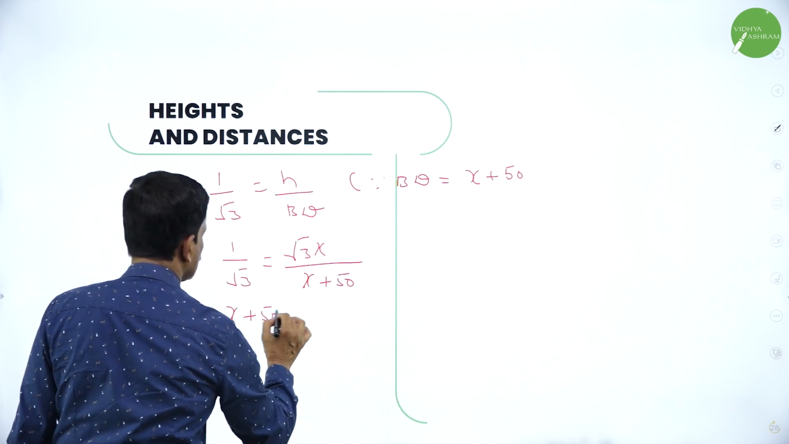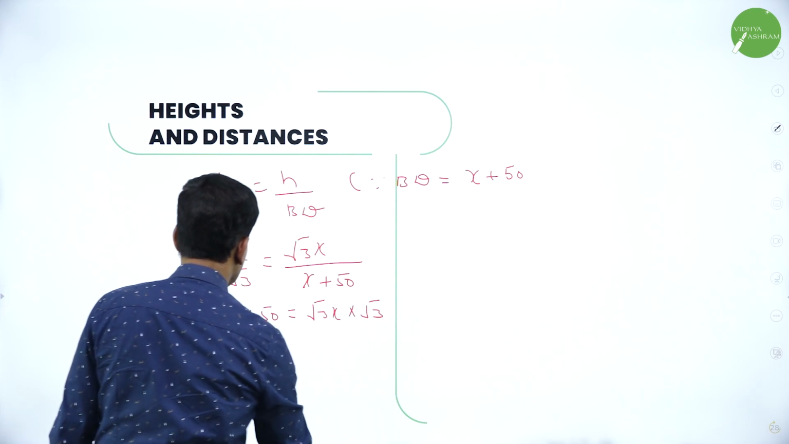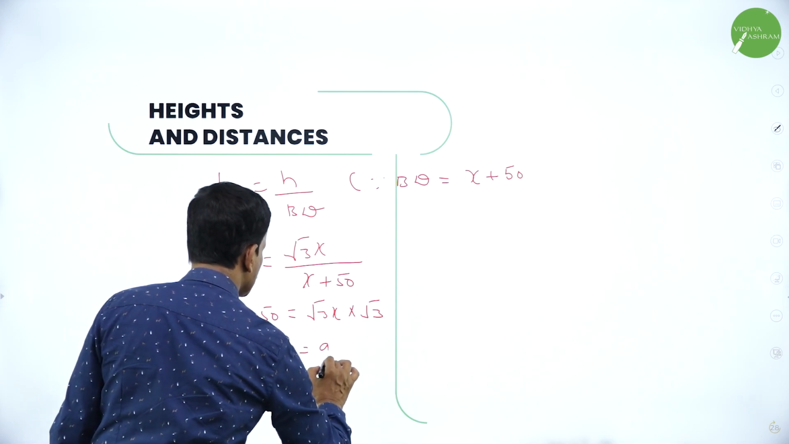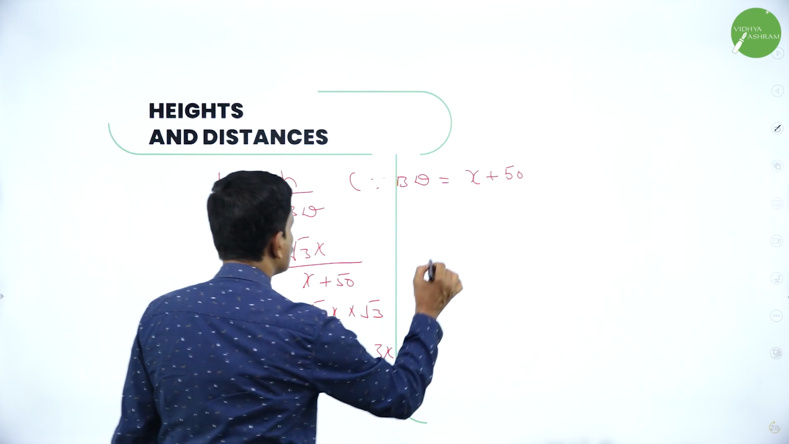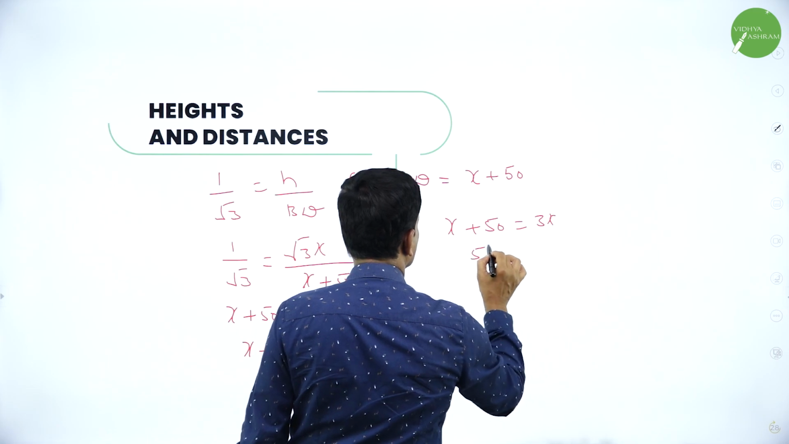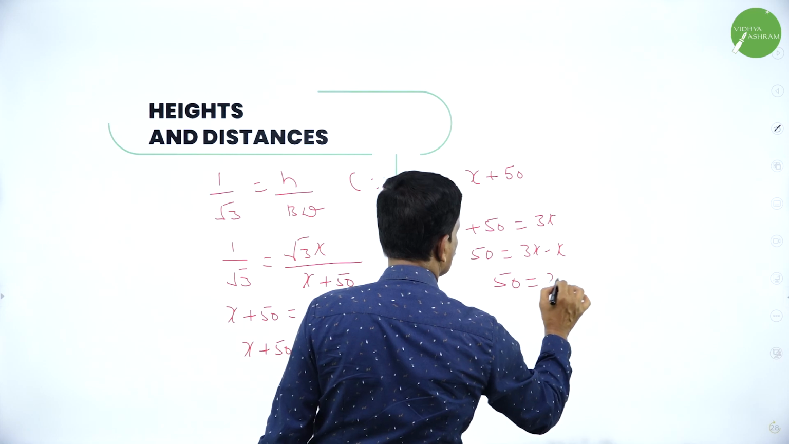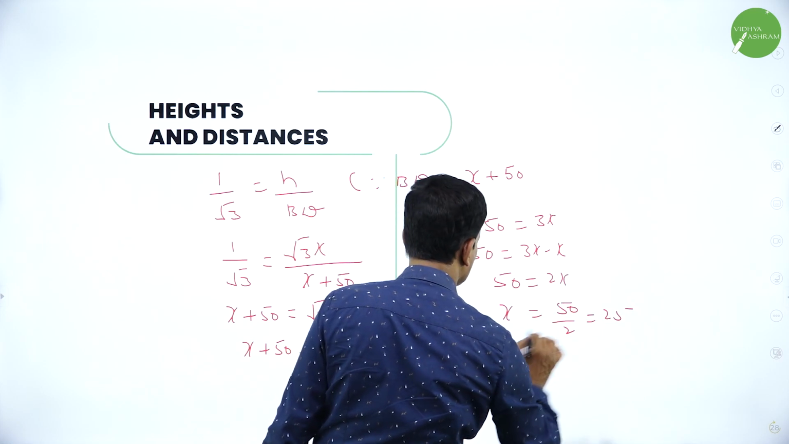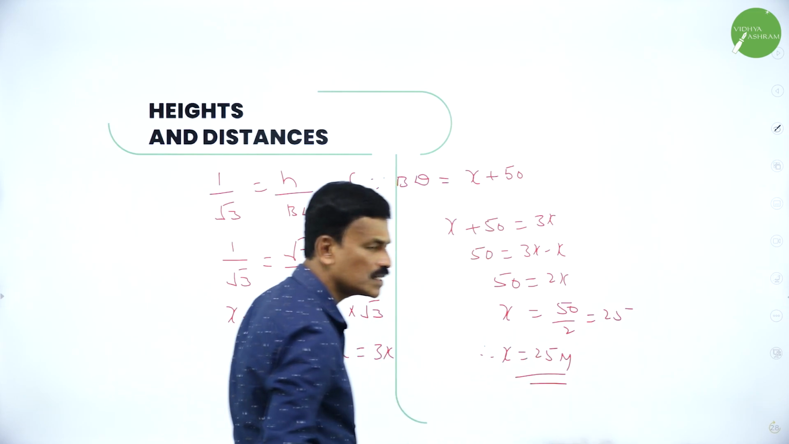X plus 50 is equal to root 3x into root 3. So x plus 50 is equal to root 3 into root 3, which is root 9, the square root of 9, into x, that is nothing but 3 times x. So x plus 50 is equal to 3x. Therefore 50 is equal to 3x minus x. 50 is equal to 2x. X is equal to 50 divided by 2, which is 25. So the distance x is equal to 25 meters.